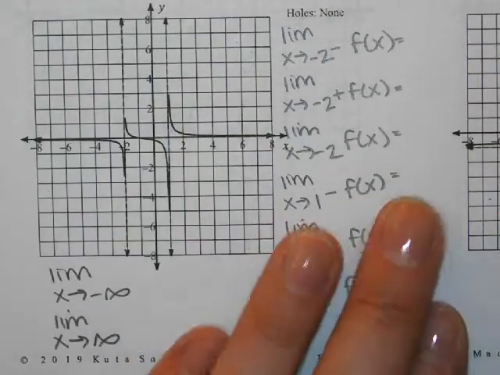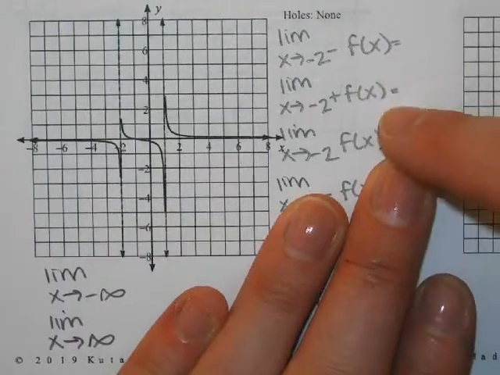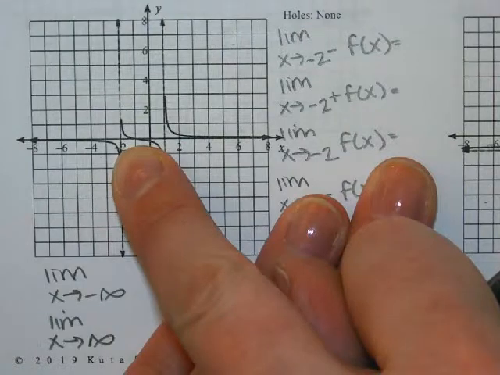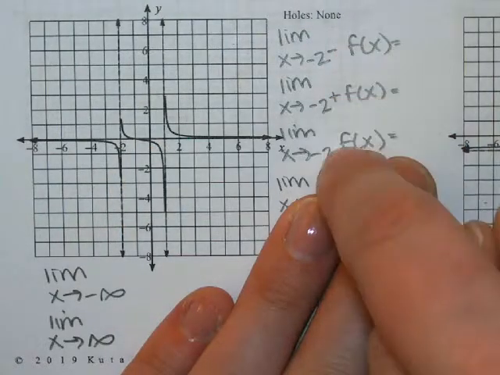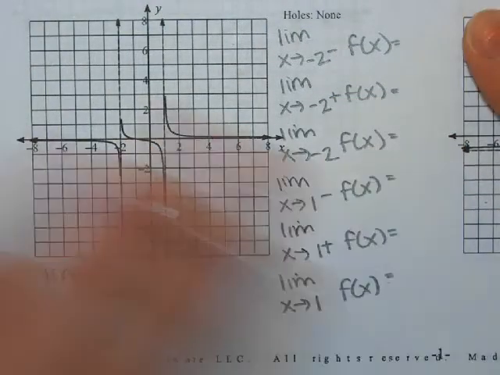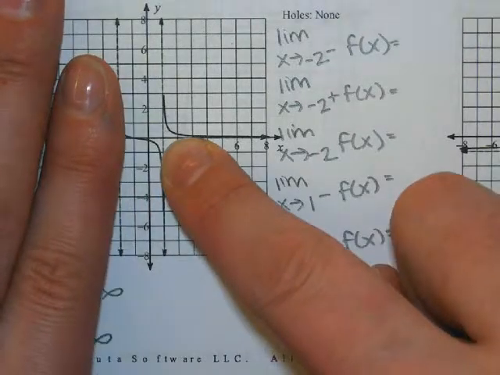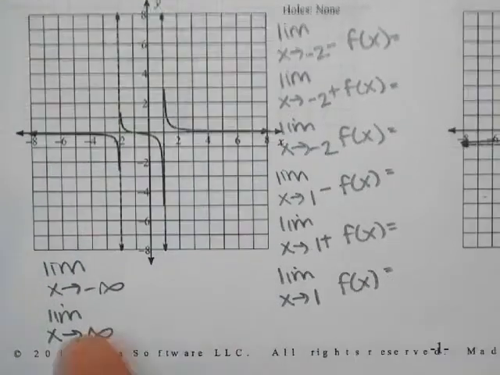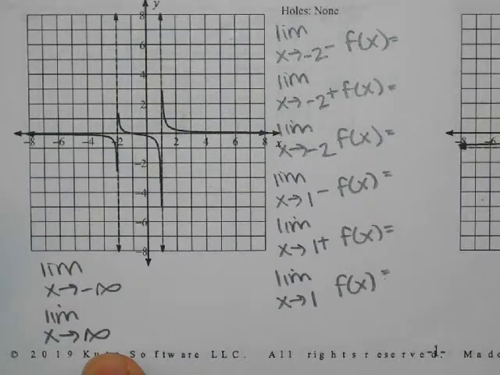So these 3 are for the first vertical asymptote, right? -2 from the left, from the right, overall. And then we have the other vertical asymptote from the left, from the right, overall. And then the end behavior, end behavior. Okay.